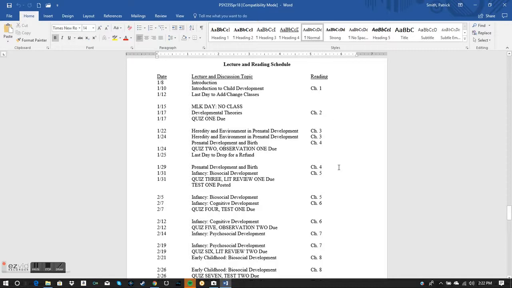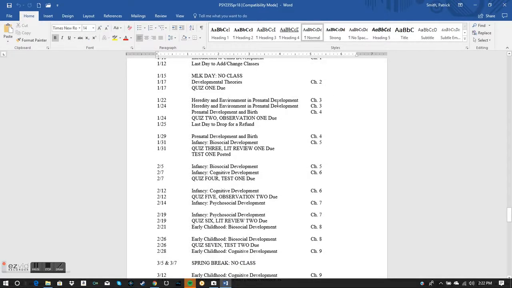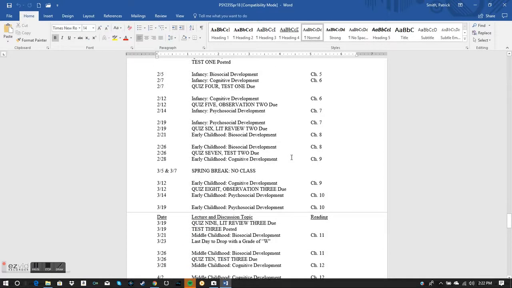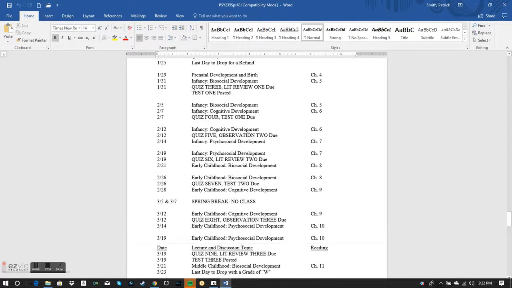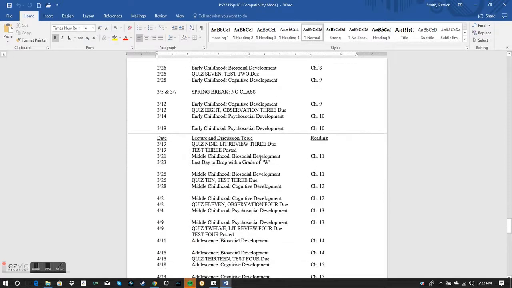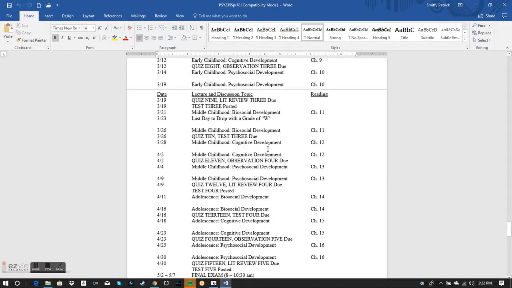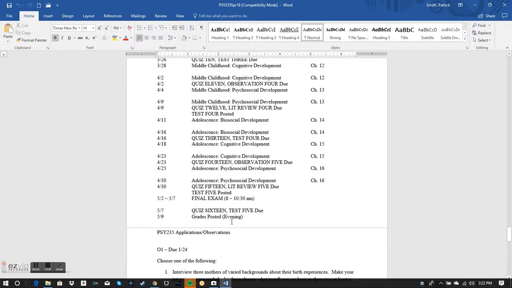Some weeks you'll see, or some classes you see, we're only doing one chapter, so we're moving real quick. Most of the time, it's 2 class periods for a chapter. There's a lot of material in the book, so for that reason, we're not covering everything in the book. It's a discussion class, so I'll present some issues, especially with children. There's a lot of issues with children. We'll be talking about that.